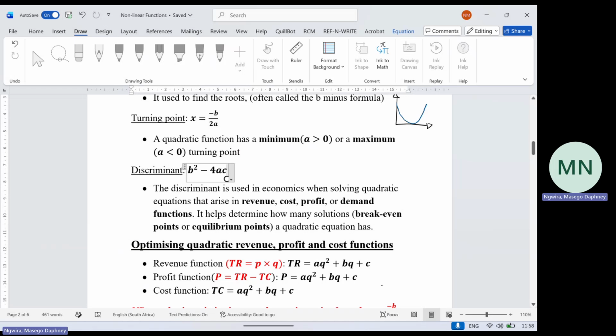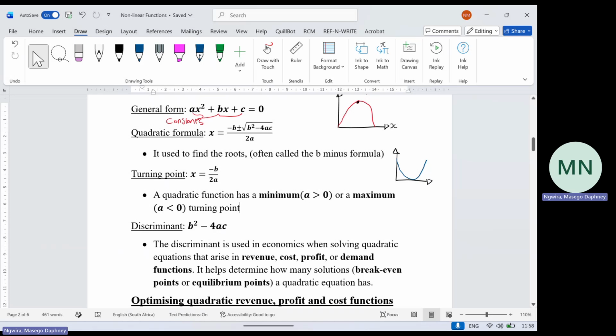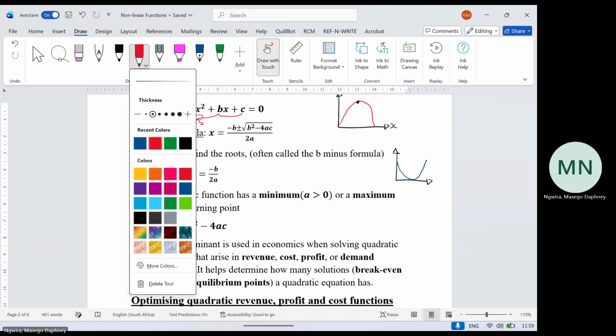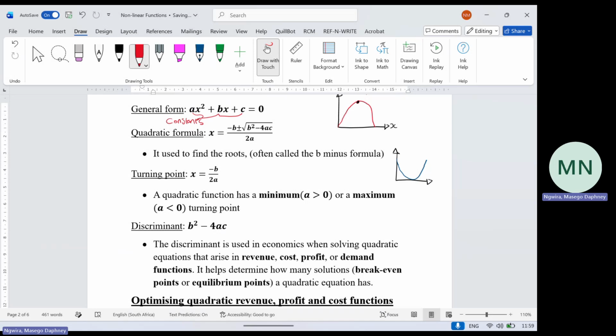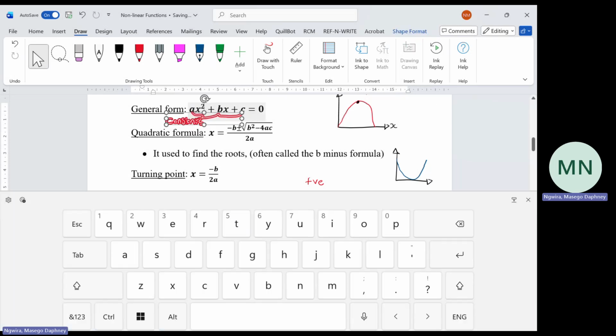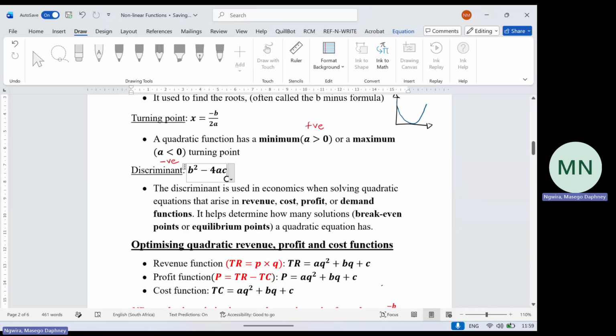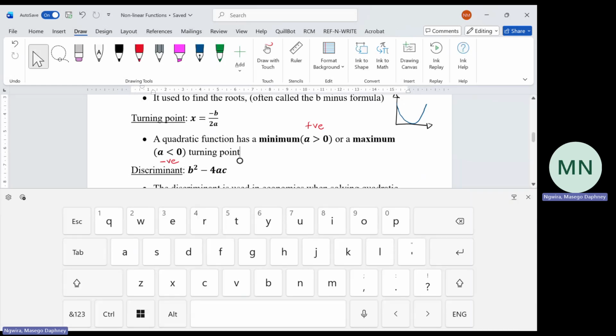So when we talk about a less than or greater than, let me explain that. If a is greater than 0, it means that the value of a is positive. If a is less than 0, it means that the value of a is negative. How will I know that? From the function. It's going to be a negative a x squared plus bx, but if it's positive, it's going to be a positive a x squared plus bx.